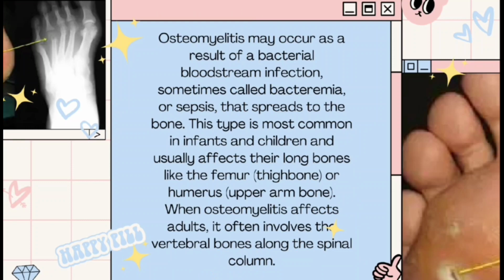It may also occur as a result of bacterial bloodstream infection, sometimes called bacteremia or sepsis, that spread to the bone. This type is most common in infants and children and usually affects their long bones like the femur, thigh bone, or humerus, upper arm bone. When osteomyelitis affects adults, it often involves the vertebral bones along the spinal column.